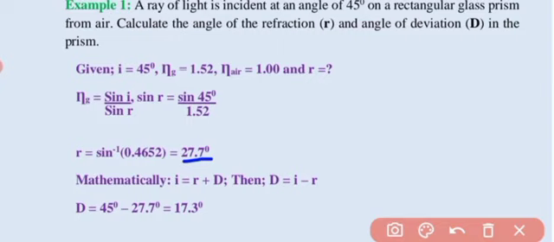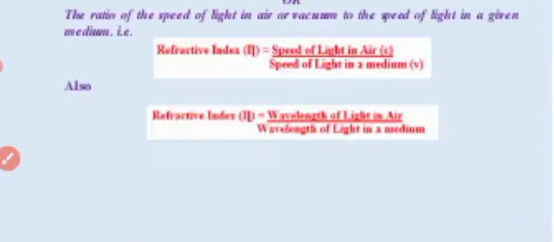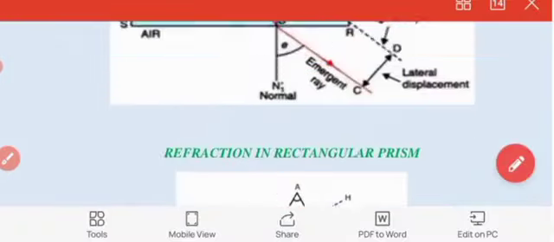And mathematically, from the ray diagram that we check for rectangular glass prism, let's quickly go back there. We can see that i equals r plus d, but let's quickly go back and check that. Okay, let's go back and see that.